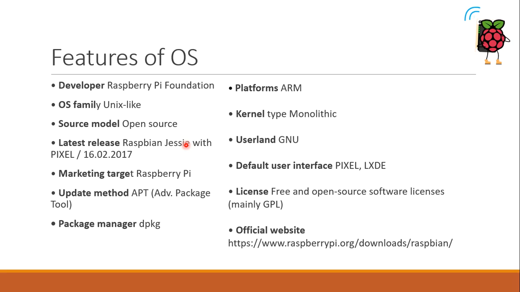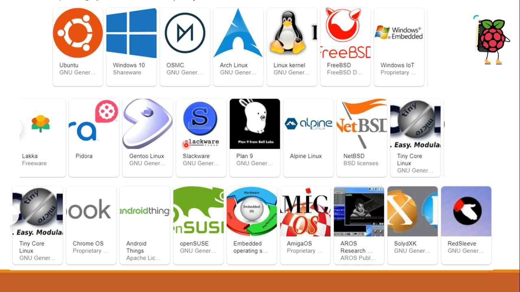The kernel type is monolithic. Monolithic means it has a very limited capacity that is controlled in the same way. The user land is GNU, the default user interface is PIXEL, and the license is a free and open source software license. The official website is raspberrypi.org. These are various operating systems I can install on the Raspberry Pi. These are lightweight operating systems that can be used for certain applications. We will not discuss these operating systems in much more detail.